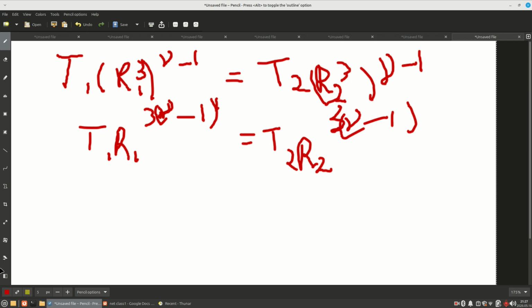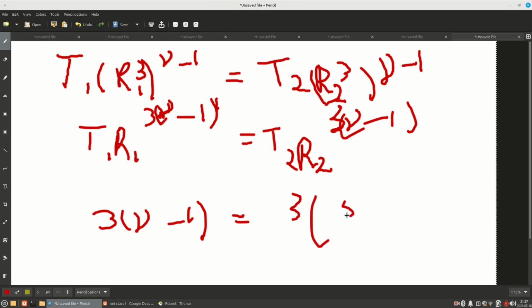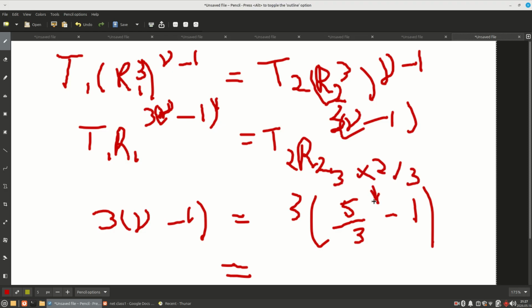When we simplify the powers, 3 times gamma minus 1, where I am calling gamma omega, comes around 2 by 3. So we have 2 by 3 into 3, and the 3 cancels, and we get 2.